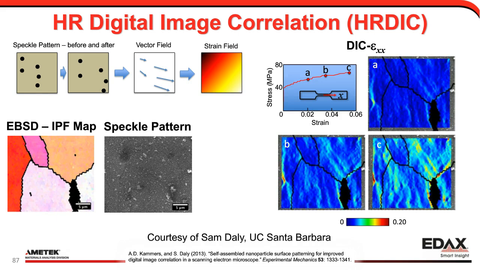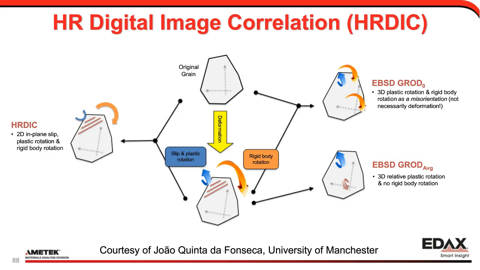So how does this correlate to EBSD measurements, such as the KAM and GROD and others? This is courtesy of Professor Fonseca at the University of Manchester. And Zhao has shown, in this cartoon, that with the DIC you catch the in-plane slip, the plastic rotation, and the rigid body rotation with HRDIC. And then he's noted that if you use the two different types of GROD that we talked about, you capture some for the GROD.